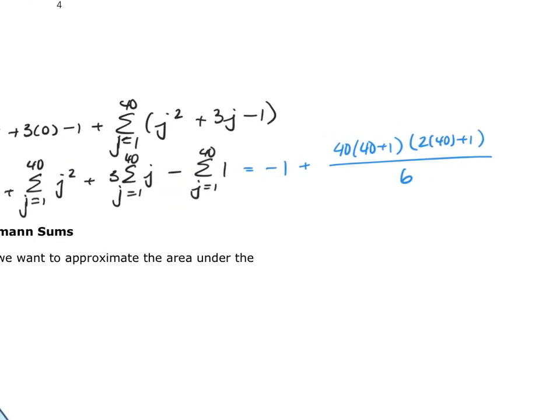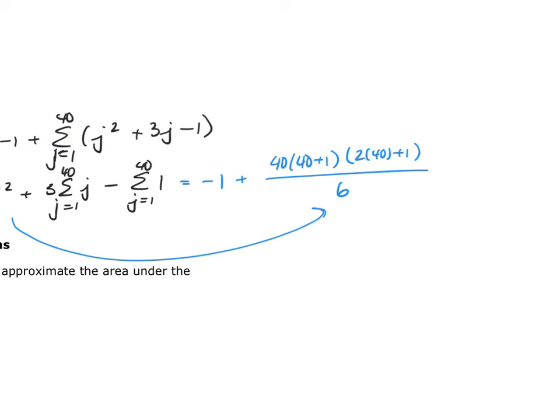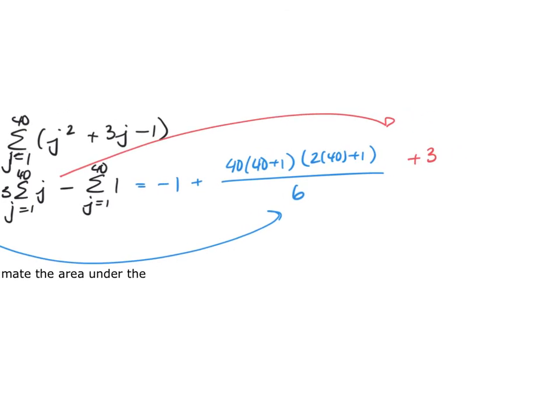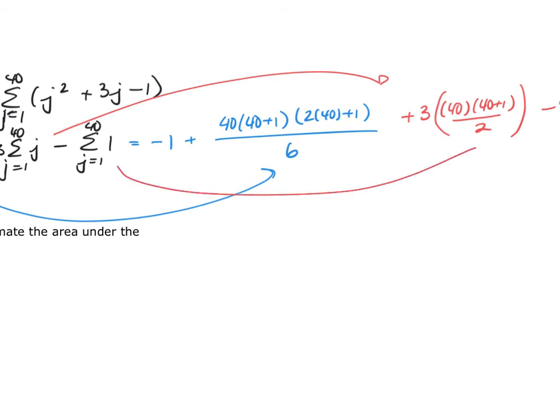And so that's that one. And then I'm going to have this one, which is going to be plus 3, and we know that this is 40 plus 1 divided by 2. And then minus 40 times 1, and that would be that last one there. Okay, whatever that equals.